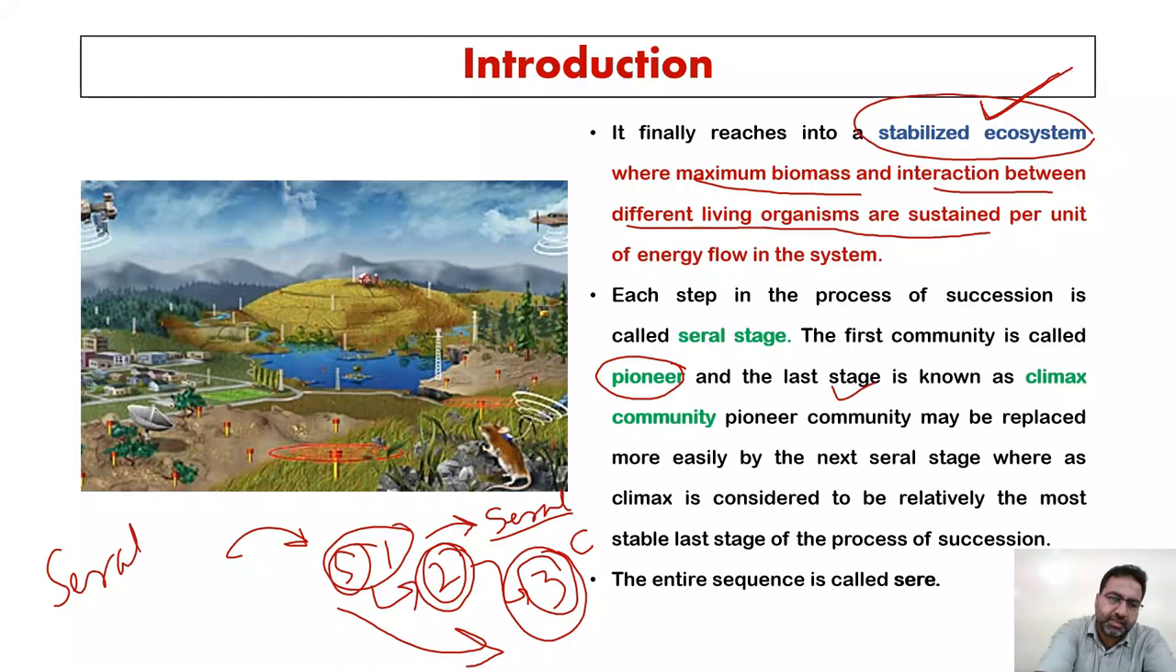All those stages which lead to the formation of a climax community, we call the serial stages. Whereas the climax is considered to be relatively the most stable last stage of the succession, and the entire sequence is called a sere. Many times we know it by names such as: if these serial stages occur in water, we call it a hydrosere. If they occur on land or rock, we call it a lithosere.